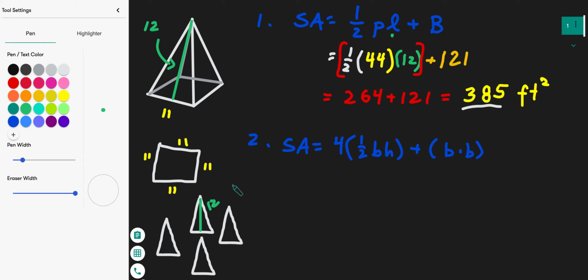It's just 12, right? Because they tell you that the height right here is 12. This length from the top of this triangle to the bottom is 12. So I'm going to write it as 12.